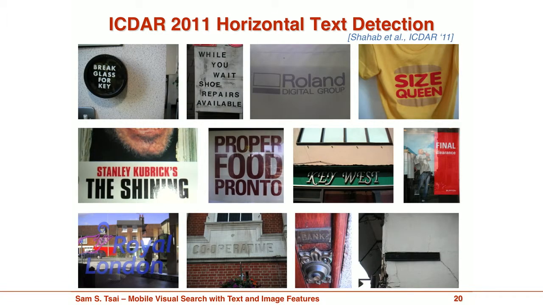To show the performance of our algorithm, we use 2 data sets to evaluate it. Shown here are some example images from the ICDAR 2011 text detection competition dataset. We could see that there's a wide range of font and distortions. These images come with labeled ground truth text boxes, as we show here in red. Our detection results are shown in green.